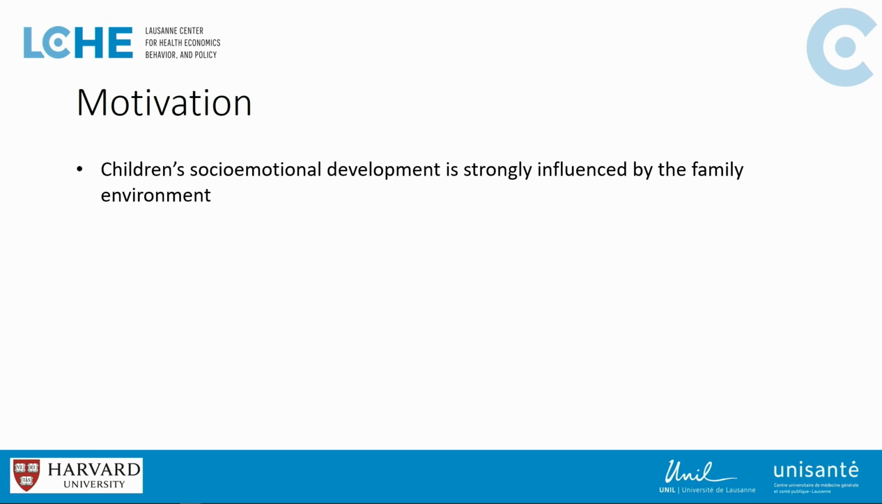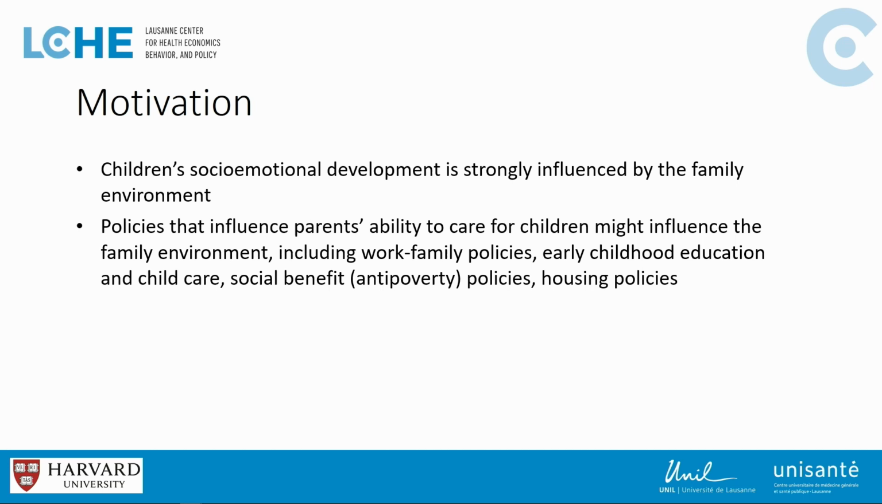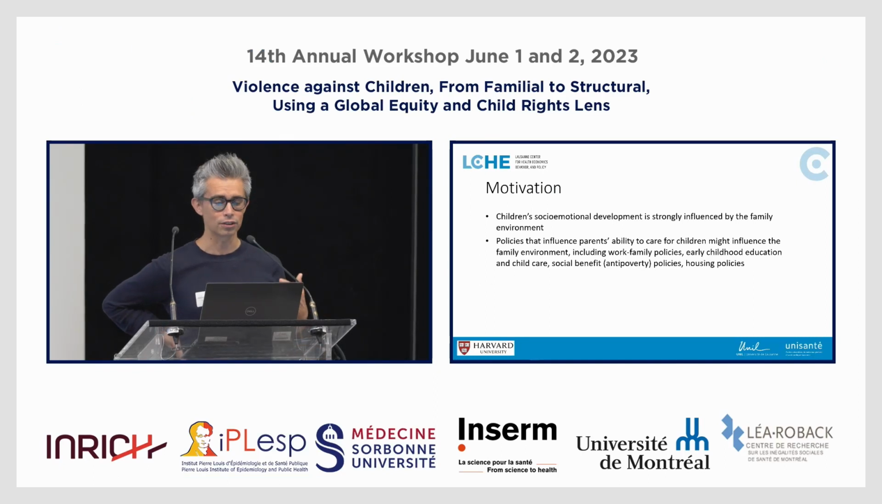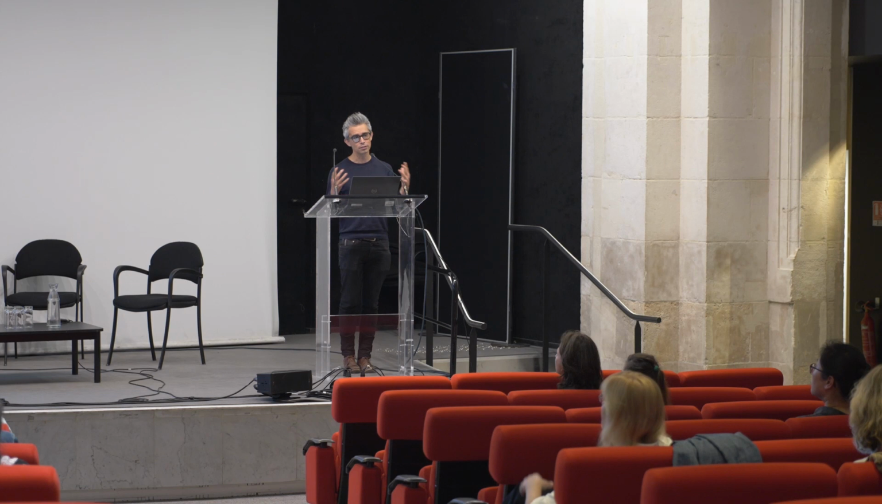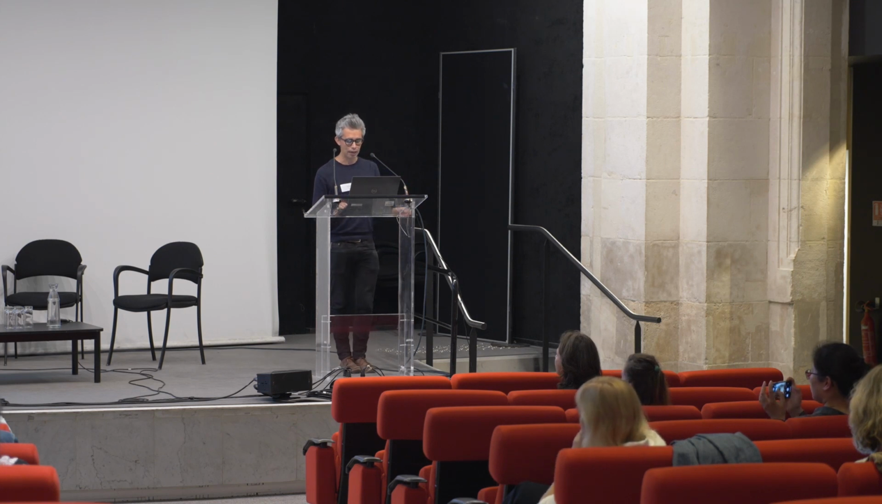In this paper, we were interested in the way that different policies that affect the family environment might impact children's socio-emotional development. There are many policies that might influence the ability of parents to care for their children that fall outside of the healthcare system. You can think of policies on work-family, early childhood education and childcare, social benefits to reduce poverty, housing policies, etc. Much of my work focuses on understanding how these policies that fall outside of the health system can have the potential to influence children's health.